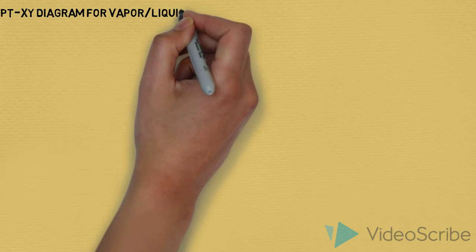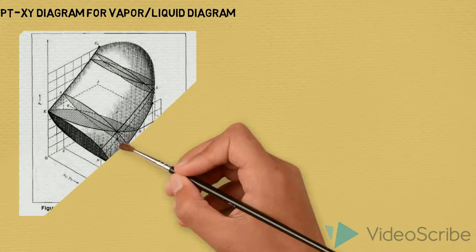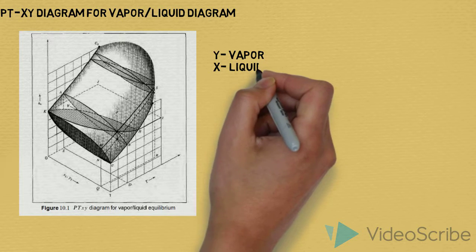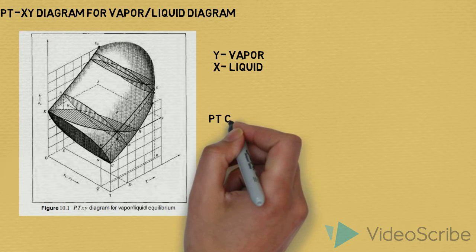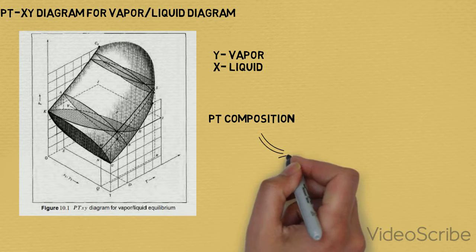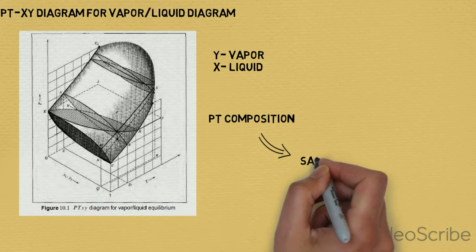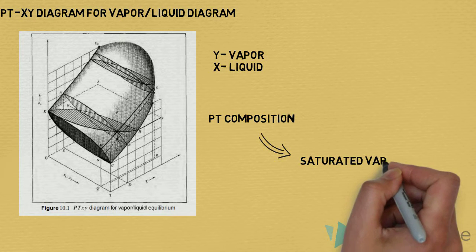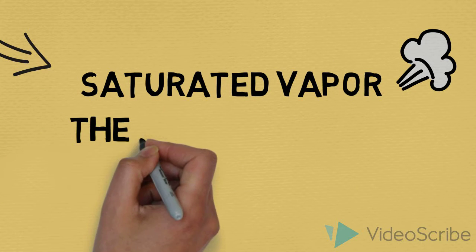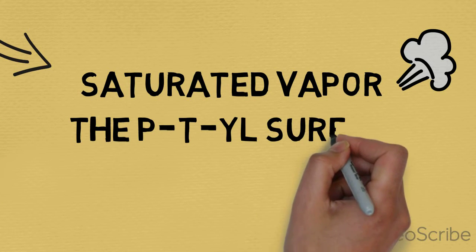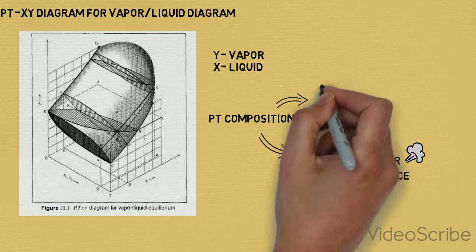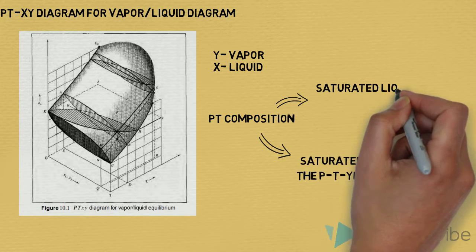Moving on to vapor-liquid equilibrium, which is the state of coexistence of liquid and vapor phases, where Y is referred to as the vapor and X is the subscript to refer to the liquid. This composition surface contains the equilibrium states of saturated vapor and saturated liquid for a binary system. The undersurface contains the saturated vapor states. It is the PTY surface, where the subcooled liquid region lies above the upper surface, while the upper surface contains the saturated liquid states. It is the PTX surface.